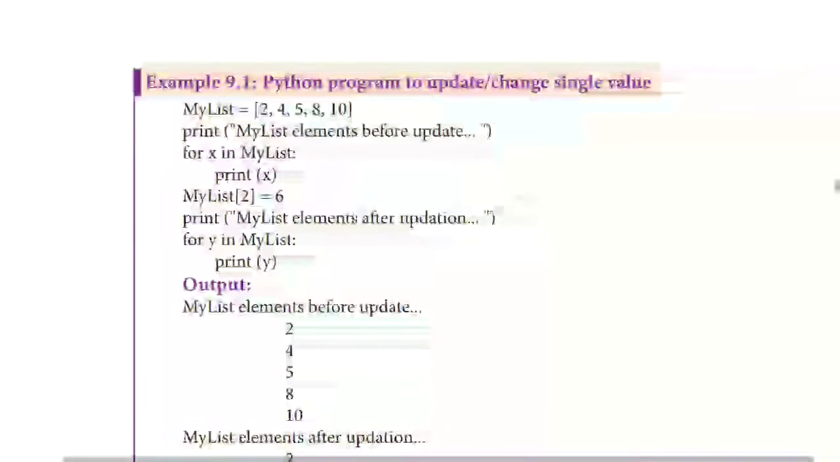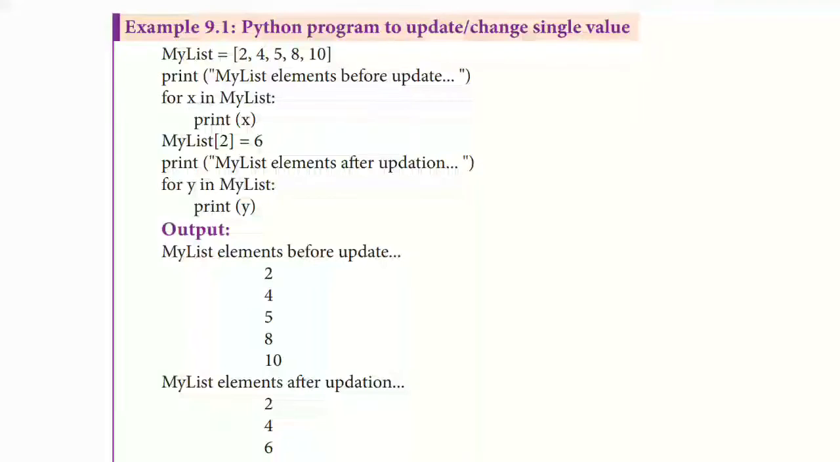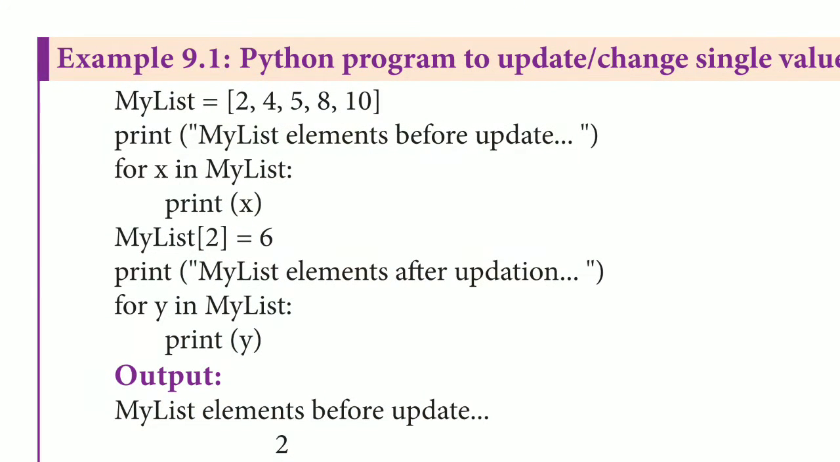Here you can see that they have given an example Python program to update a single value. In this program they have updated only one element from the list. My list is equal to 2, 4, 5, 8, 10. In the next statement they are printing the status of my list, the current status before changing, my list elements before updating. They have used a for loop, for x in my list. This x is a variable that will take all the elements from the list and print them.